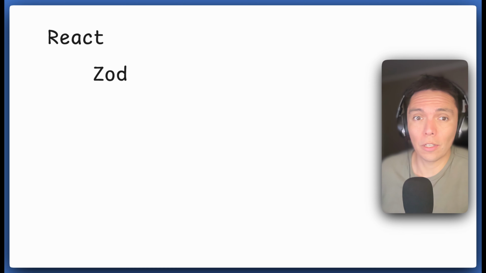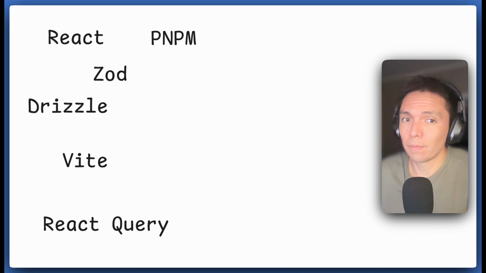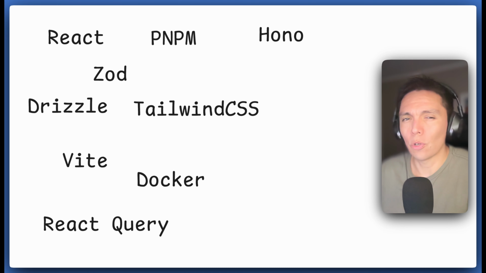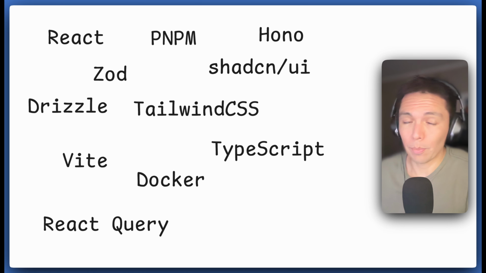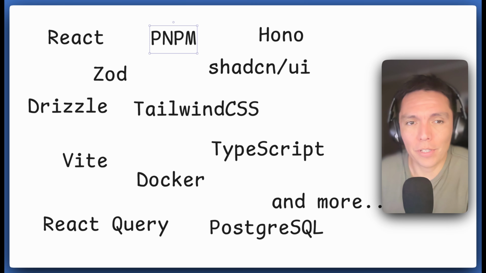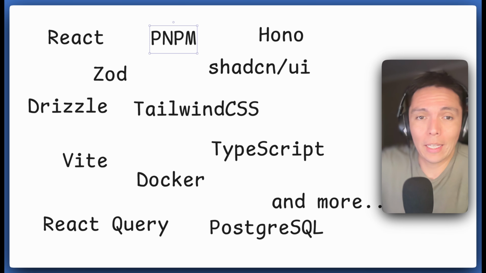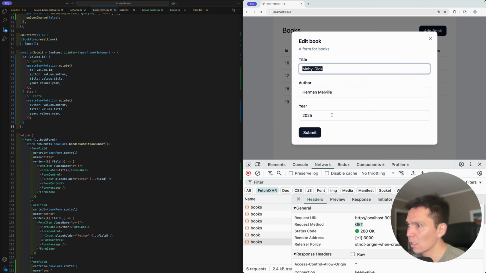Hey, so if you've been wanting to learn how to use React, Zod, PNPM workspaces, Drizzle, Vite, React Query, Docker, Tailwind CSS, Hono, shadcn, TypeScript, of course, Postgres, and more in a single project, this video is for you. So welcome, my name is Jorge and we are going to build a book management system.